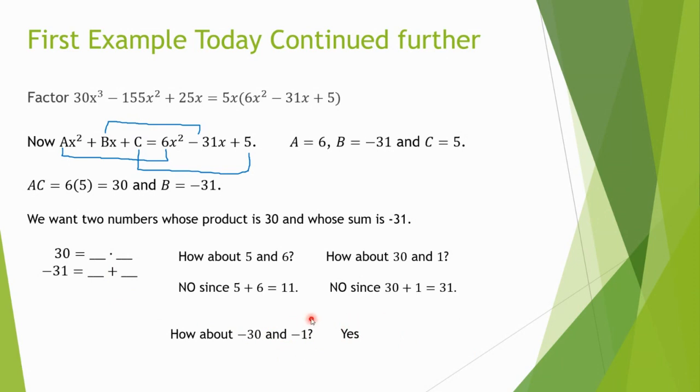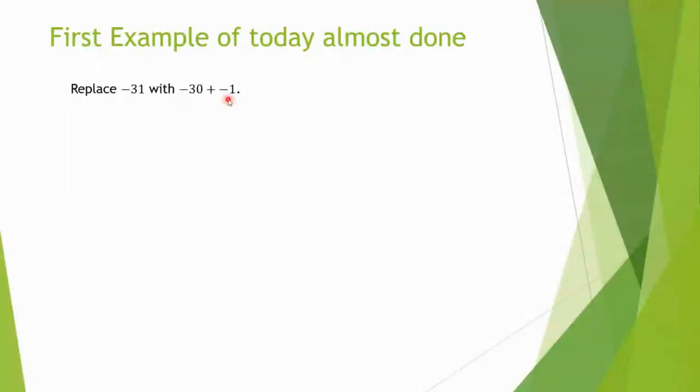Okay, so we have our numbers. Next, what we're going to do in the next slide is we're going to replace negative 31 with negative 30 plus negative 1, as you can see. And that's what we got to do in the polynomial. Okay, so let's do that.